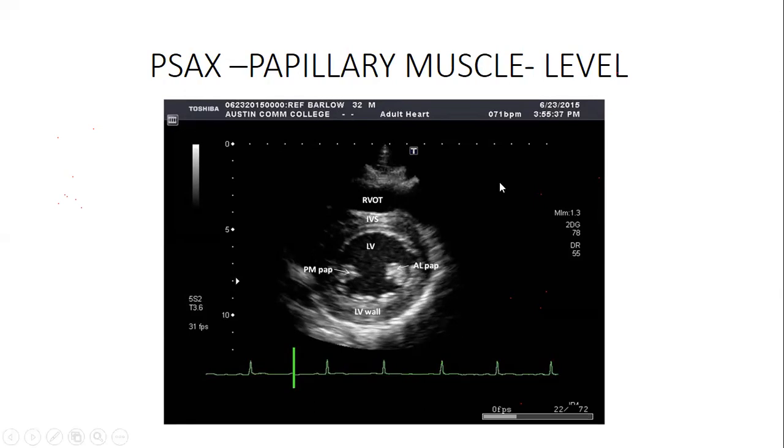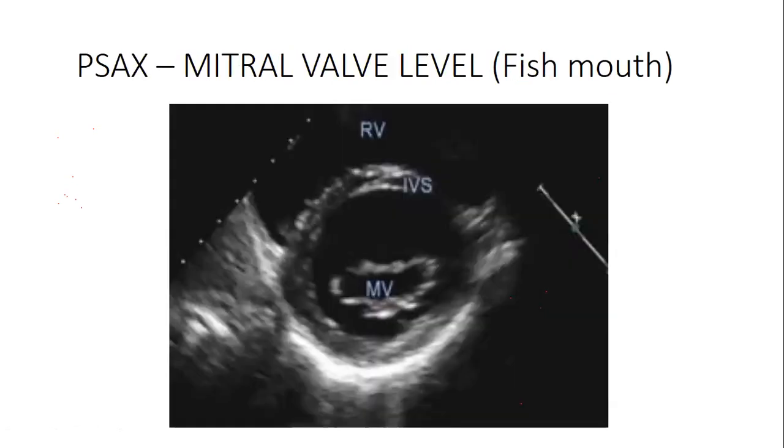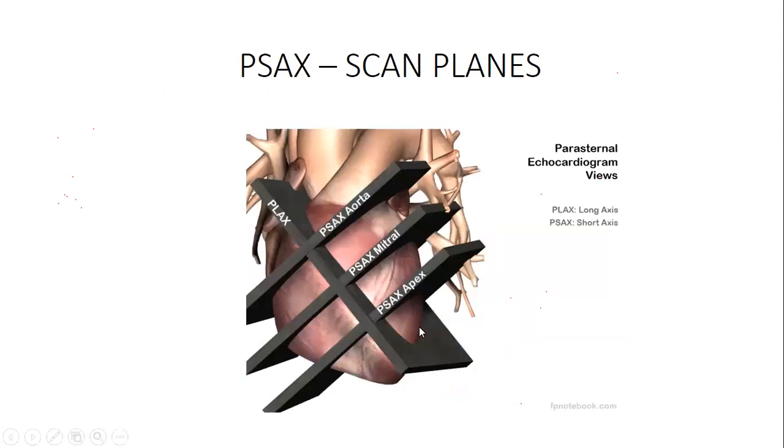You go down again. Just tilt your probe. This is the last part that you pick. Short parasternal axis, apical level. This is now at the apex of the heart, down there at the apex. Okay, here, let me do this. Here, at the apex here.